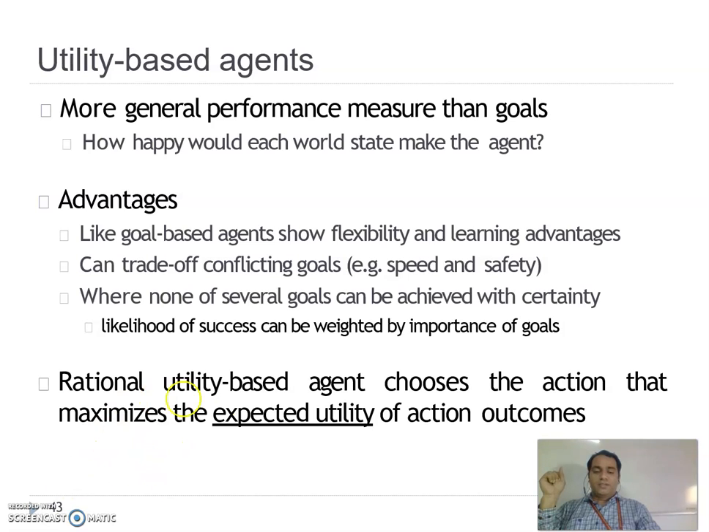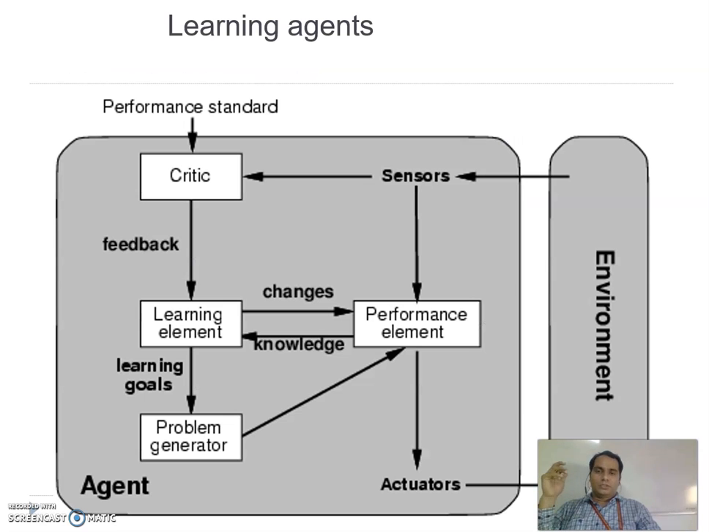A rational utility-based agent chooses the action that maximizes the expected utility of action outcomes. And then we have the last type, learning agents, which learn and update based on the sequence of actions they are performing. So there is a performance element. The learning agent changes based on the critique, so it's like reinforcement learning. It is good, it is bad, then you change your actions accordingly. So there is a problem generator and learning element based on the learning goals, and a performance element using which it takes a decision, and through actuators it performs.